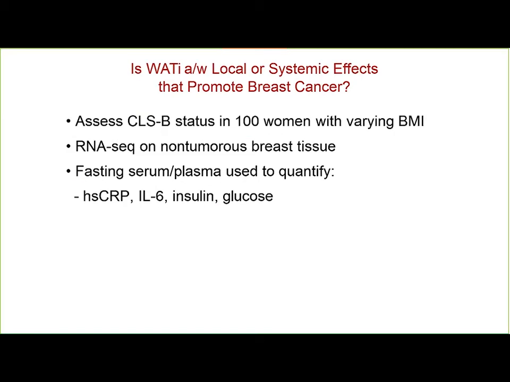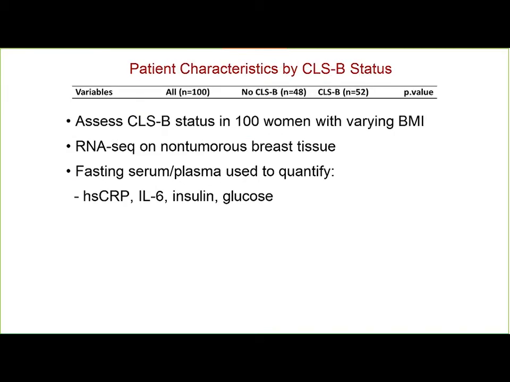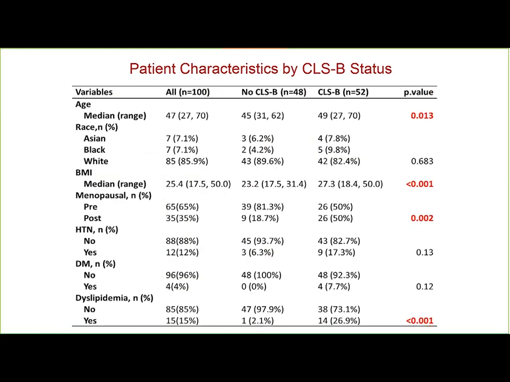So to address this question, we assessed CLS-B status in another 100 women with varying BMI. We performed RNA-seq on non-tumorous breast tissue in all 100 subjects, and we assessed circulating levels of CRP, IL-6, insulin, and glucose. And here you see a description of these 100 women. You'll note that 52 were CLS-B positive and 48 CLS-B negative.